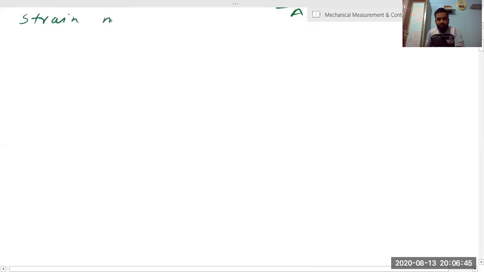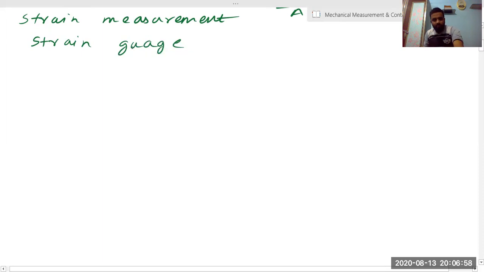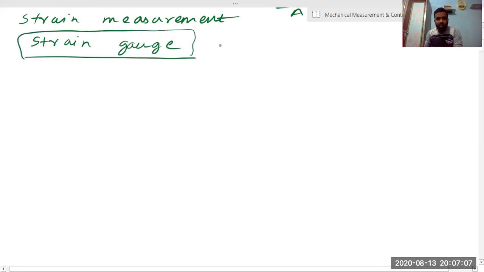Actually, a strain measurement device is also called a strain gauge. Some people pronounce it differently, but it is better to pronounce it as gauge. Its spelling is G-A-U-G-E. So whenever we are using an instrument which is used to measure the strain, that instrument is called a strain gauge. There is one more name for strain gauge, I'll introduce that name to you later. Initially, what I want you to know is that strain measurement devices are also called strain gauges.